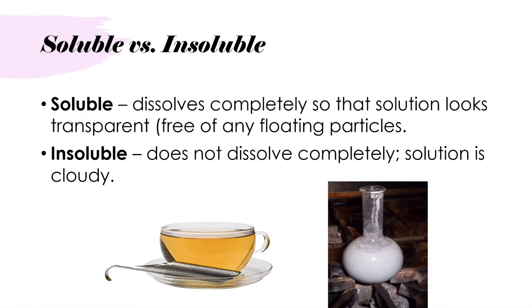Substances have different characteristics. Some are considered soluble and some insoluble. Soluble is defined as a substance that can dissolve completely, so that the solution looks transparent. Insoluble is defined as something that does not dissolve completely. This type of solution would look cloudy. So in our picture below, the clear but colored solution is considered soluble, while the cloudy white solution is considered insoluble.